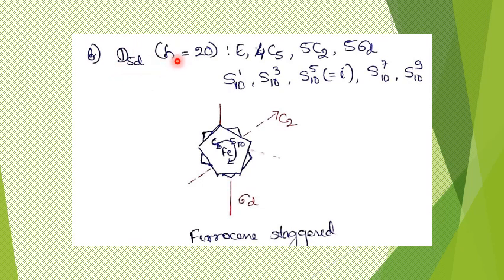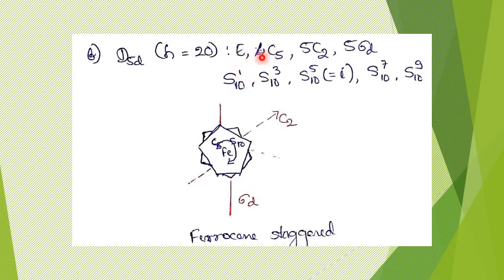So the order of this group should be 20. So 5 into 4, so a total of 20 operations should be possible. So which are those 20 operations? They have been listed here. So in fact 5 operations are possible on S itself. The improper axis S10 will be possible here. So on that itself. So the remaining is not that difficult.